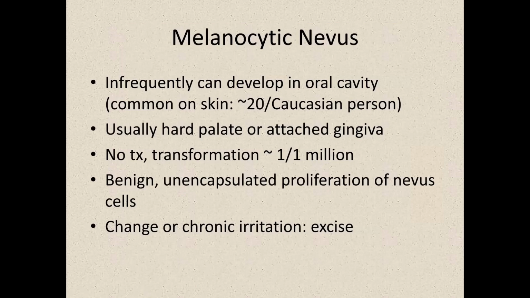Melanocytic nevus is not very common in the oral cavity, not nearly as common as it is on the skin. The average is about 20 melanocytic nevi on a Caucasian person's skin. In the oral cavity, we don't see them very often. When they do occur, they usually occur on the hard palate or attached gingiva, and not all of them are pigmented. So sometimes the nevus itself is a texture change, and when biopsied, we see the melanocytes that we would see in a nevus.